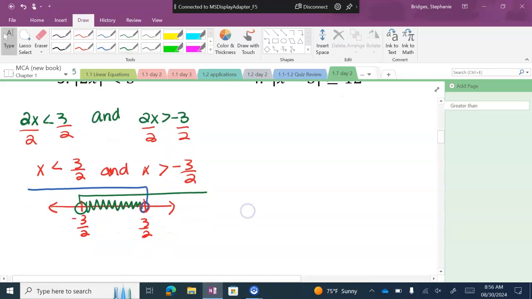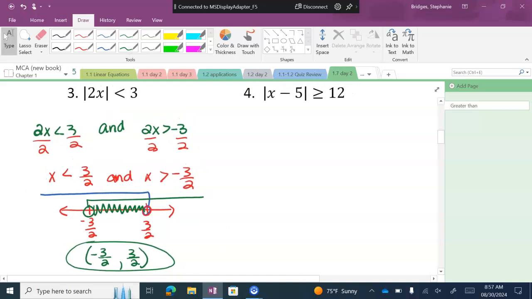And then I just write my interval. It's going to be a parenthesis, negative 3/2 to positive 3/2, or again, if you're using 1.5, that is fine too. And that would be my solution area. Does that make a little bit of sense? A little bit? All right, try for all the way.